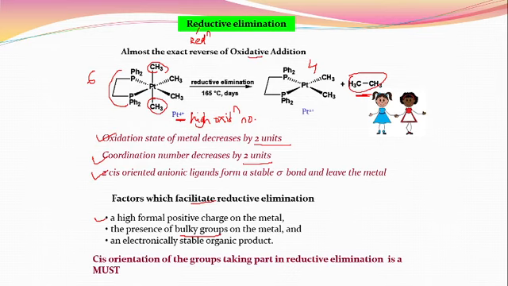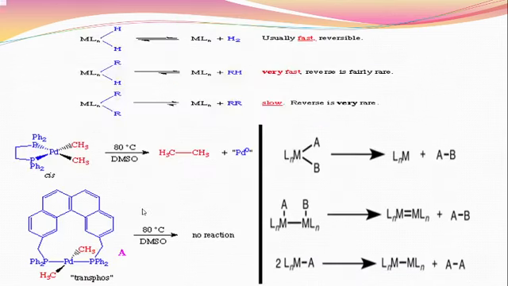And here this is an electronically stable organic product which is formed. Next, cis orientation of the groups taking part in reductive elimination is very important. For the elimination, the two leaving groups must be in a cis position. Let me see the examples of that. Here are some examples.